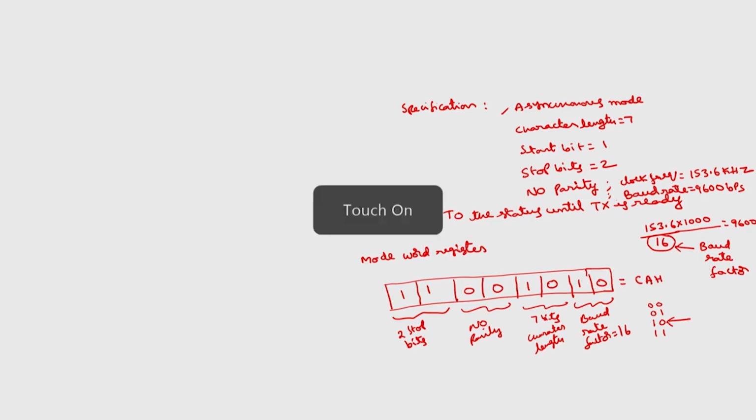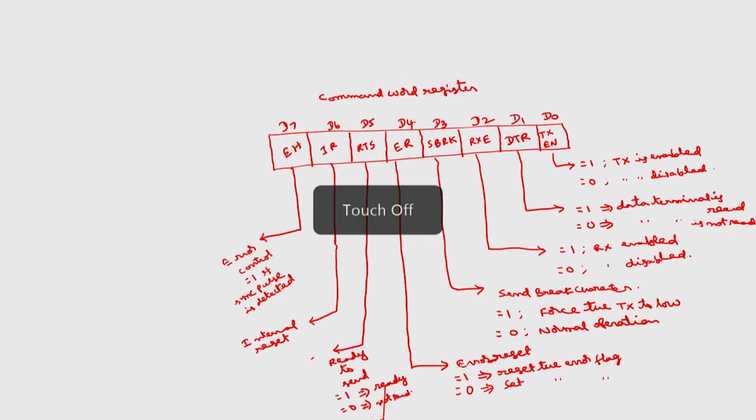What is the format of the command word register? This is the command word register. I want to enable only the transmitter. So, this should be 1 for data terminal ready. We are not going to use the receiver, so these bits are do not care. Receiver enable: we are going to disable the receiver, because I want the transmit operation. Send break character is not required, this is do not care.